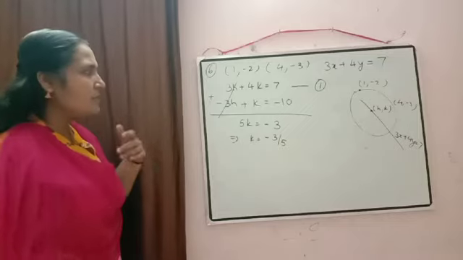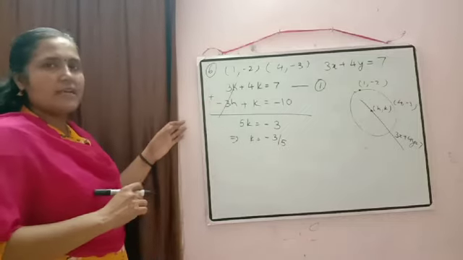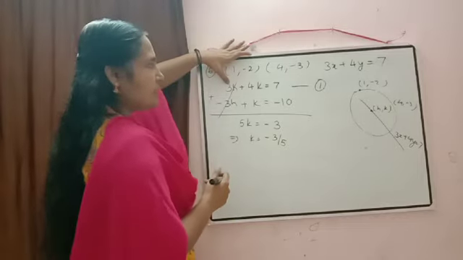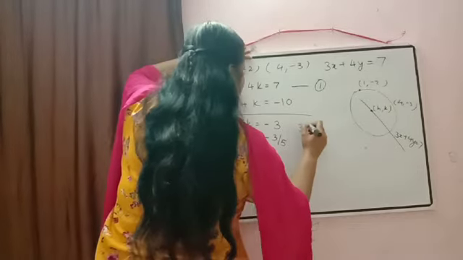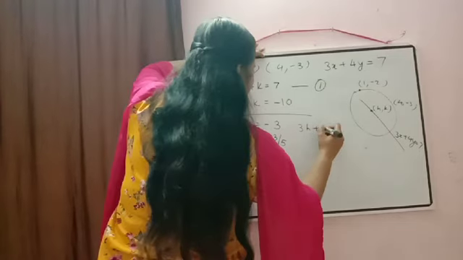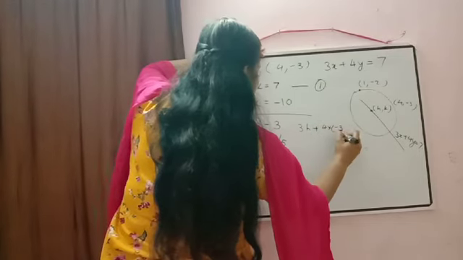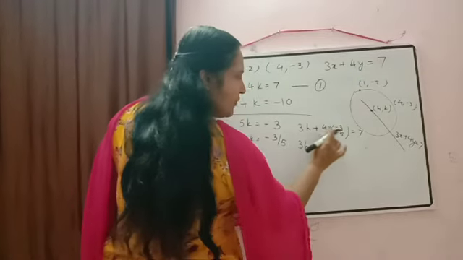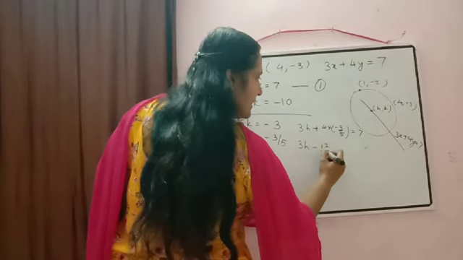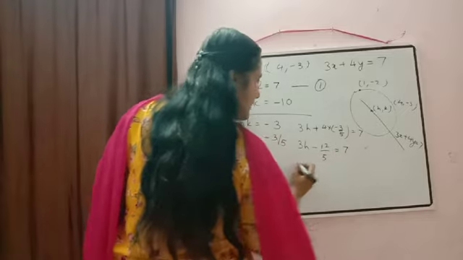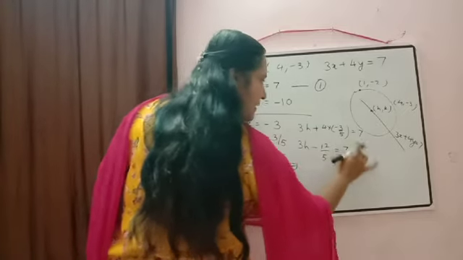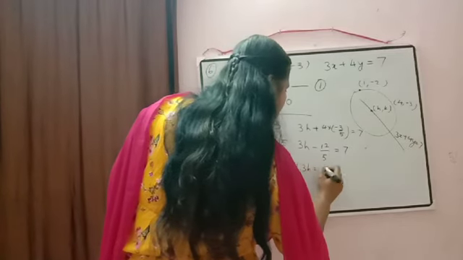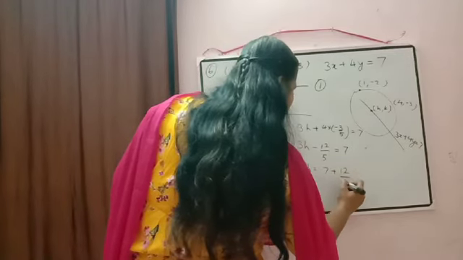Now we can substitute the value of k in any one of the equations to get the value of h. So suppose I am substituting in the first equation. So 3h plus 4 into minus 3 by 5 is equal to 7. So 3h, 4 into minus 3 will be equal to minus 12 by 5, is equal to 7. Minus 12 by 5 we can shift to the right hand side. Then we will get here 3h is equal to 7 plus 12 by 5.